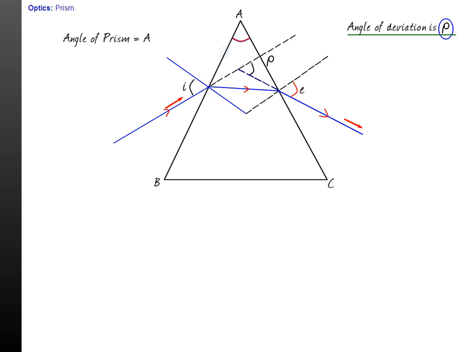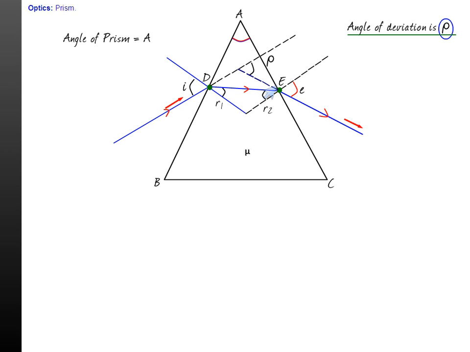Okay, now let's do one thing. Let's apply Snell's law and obtain an expression for the deviation. Friends, let's say this angle of refraction is R1 and this angle is R2. Further, let's give these points a name. Let's say D and E.